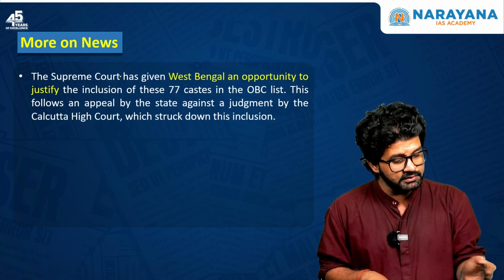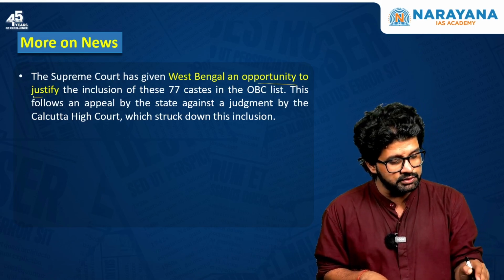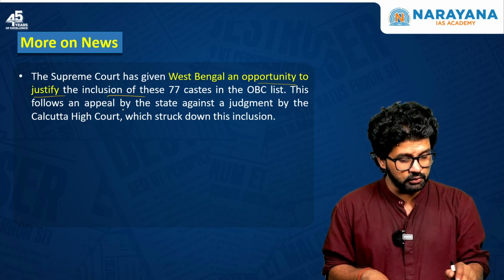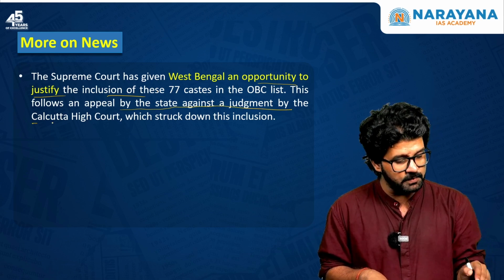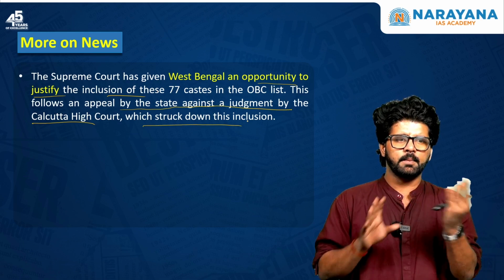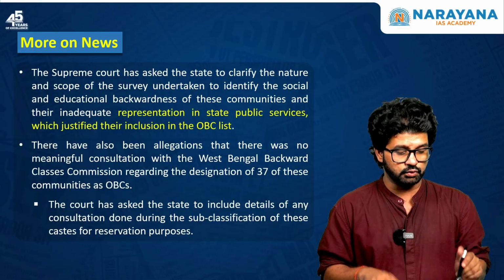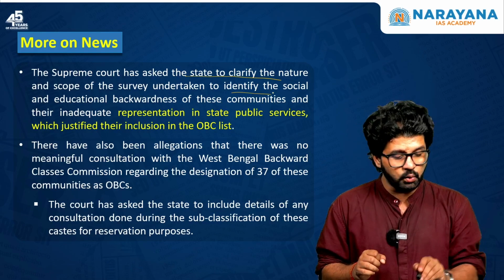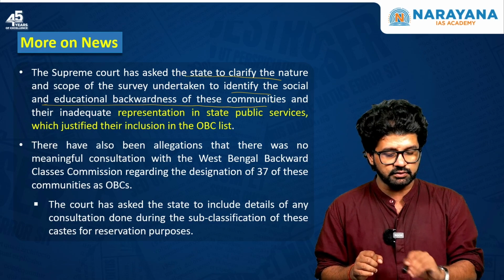So the Supreme Court has given the West Bengal government an opportunity to justify the inclusion of these 77 castes in the OBC list. This follows an appeal by the state against a judgment by the Calcutta High Court, which struck down this inclusion. So I hope you understood the basic context of this news. The Supreme Court has asked the state to clarify the nature and scope of the survey undertaken to identify the social and educational backwardness of these communities.